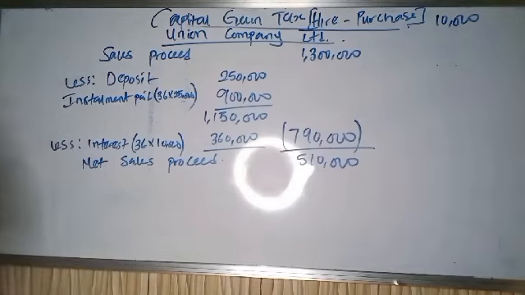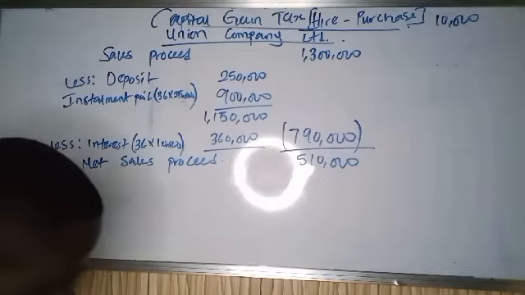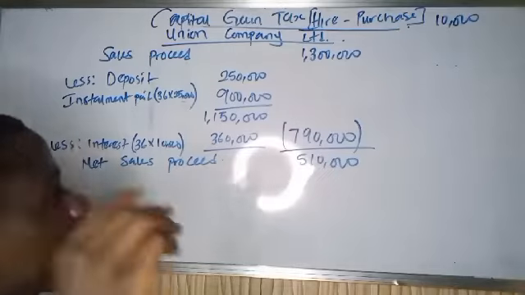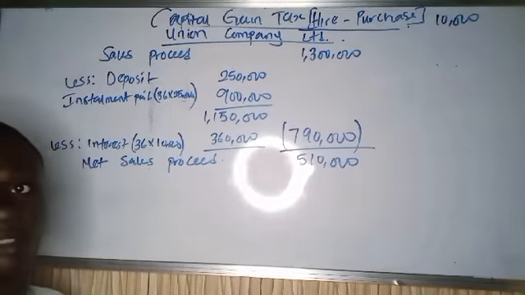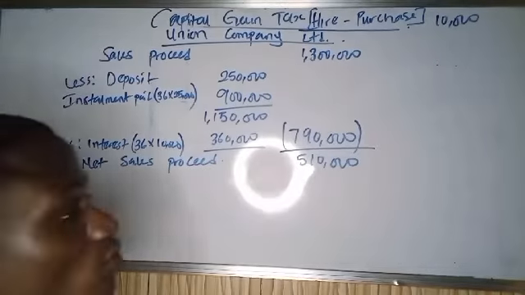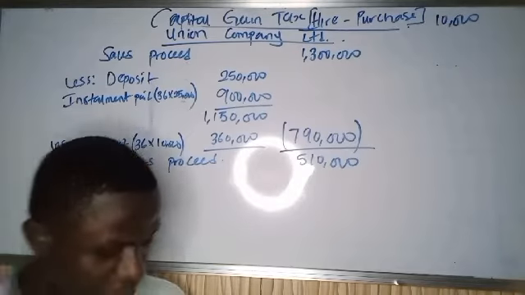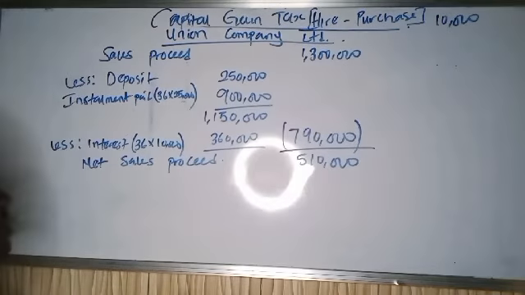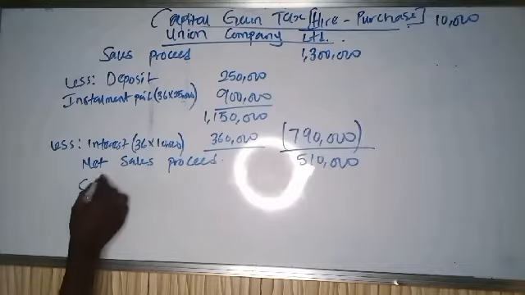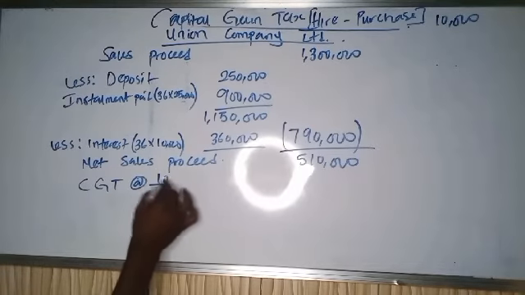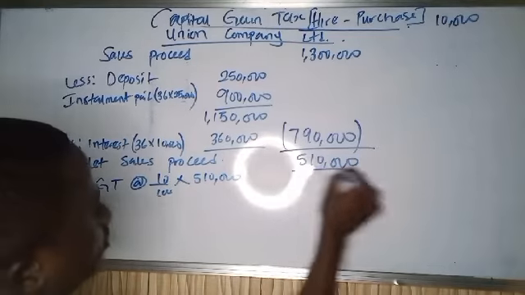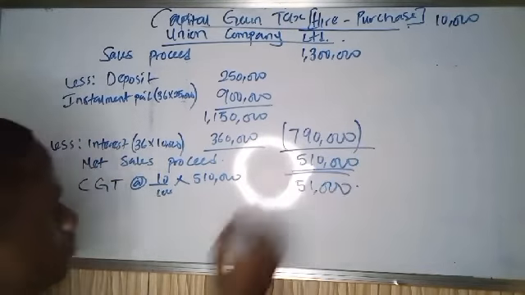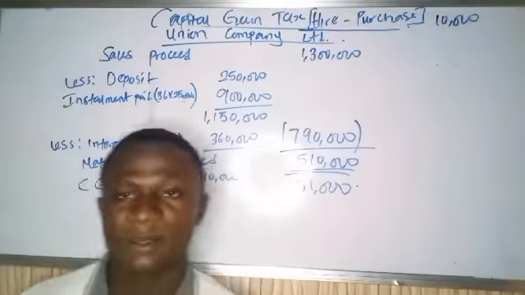If this is my net sales proceed, what is the next thing I need to do? The next thing is to get my capital gain tax. I've gotten my net sales proceed, and there are no other expenses that we have been told in the question. So the next thing I'm going to do is to calculate my capital gain tax. Capital gain tax at 10% of my 510,000 is 51,000. That is my capital gain tax.